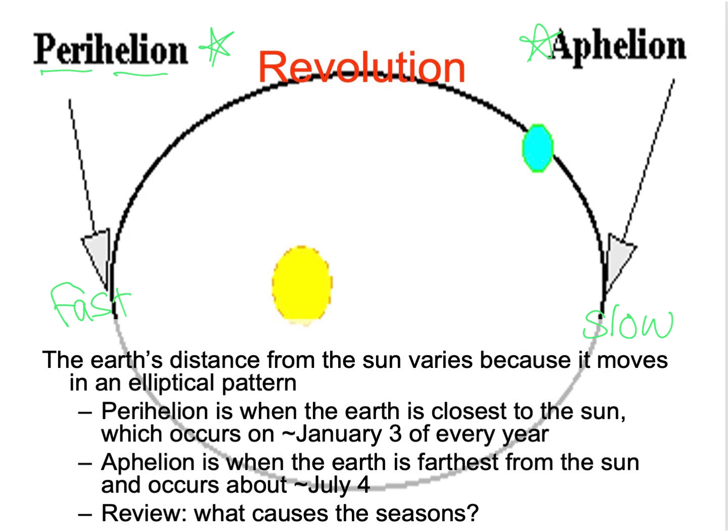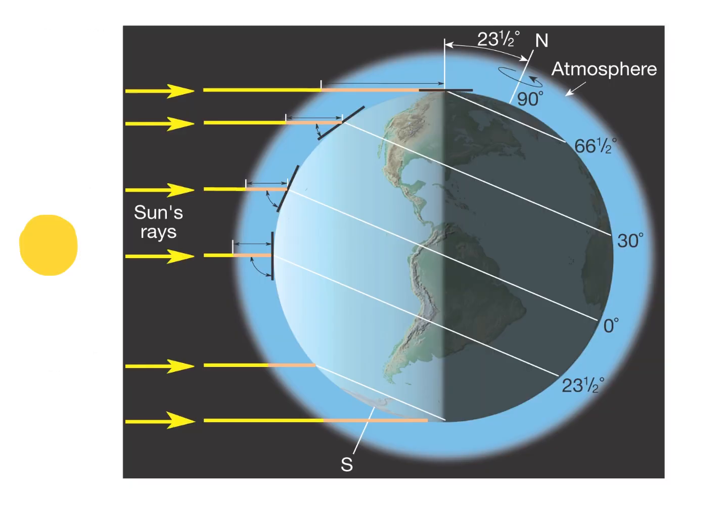This may sound backwards to you, but we're actually farthest away from the sun in the middle of summer on July 4th, and we are closest to the sun in the winter on January 3rd. So it isn't distance from the sun that causes seasons. Do you remember what causes it? Don't forget, it's the tilt of the Earth that causes seasons.